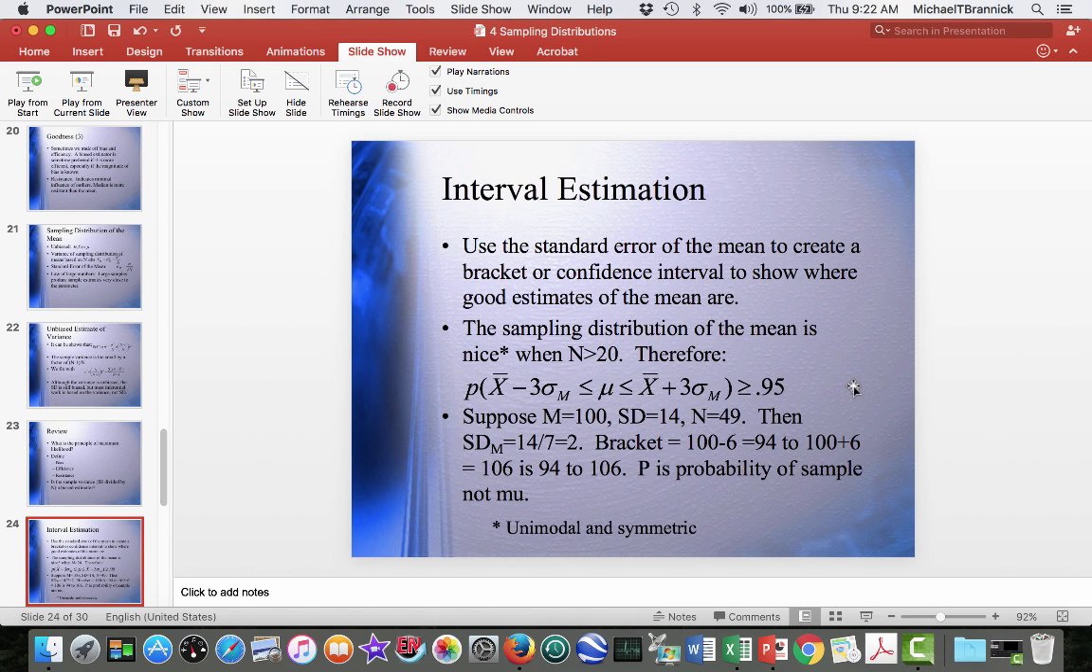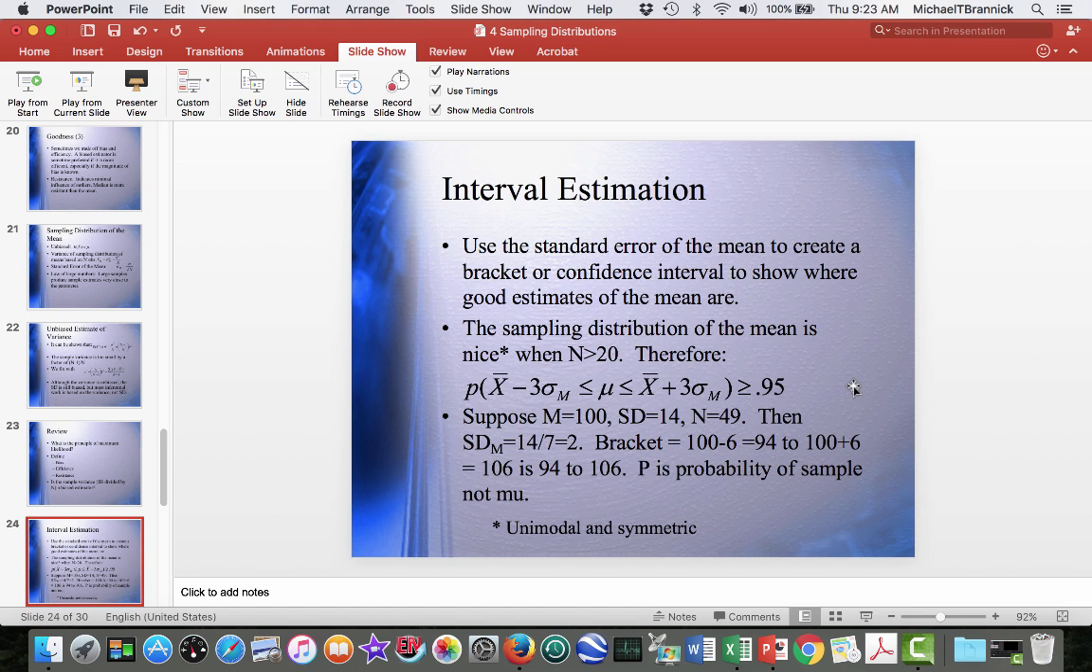So if you don't want to make any assumptions about normality, then you could go three standard errors of the mean to get a confidence interval. So the probability that the sample mean minus three standard errors is less than or equal to mu, is less than or equal to the sample mean plus three standard errors of the mean, is greater than or equal to 0.95. What that says is we want to know where the population value of the mean is, and it's a good bet that it's around the sample mean, because we know on average the sample mean is going to get us the right answer. So our best guess is the sample mean, and it's somewhere in that neighborhood.